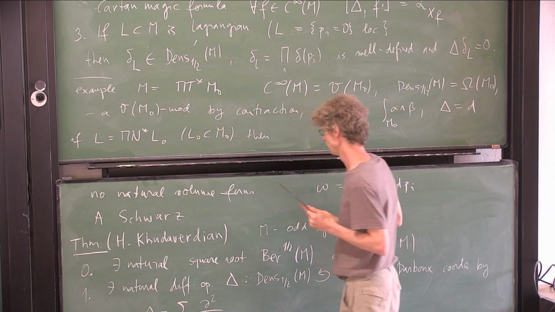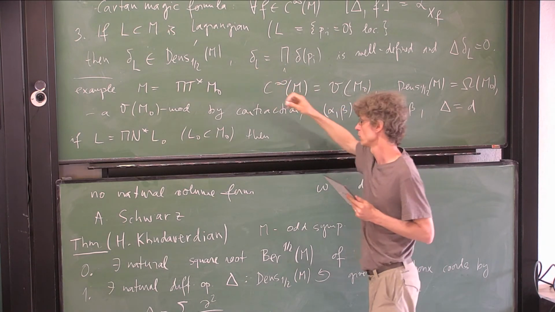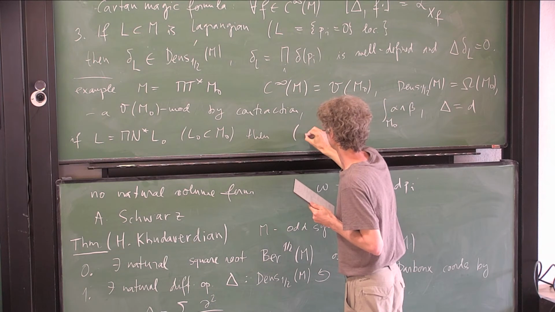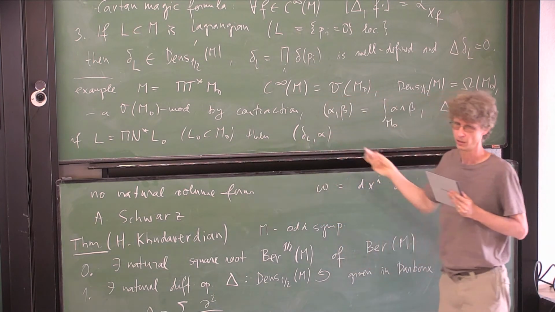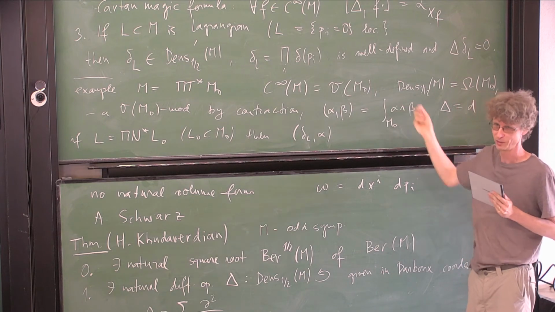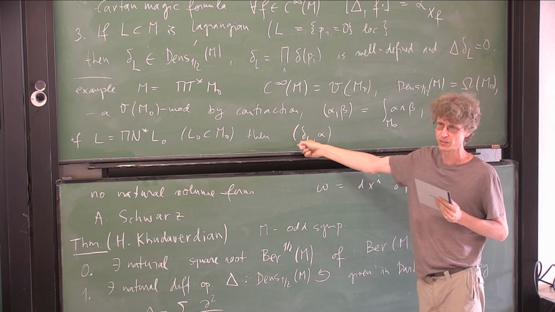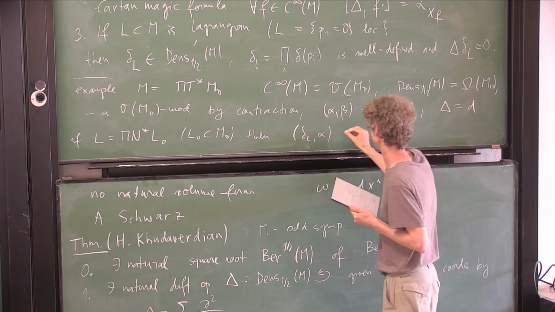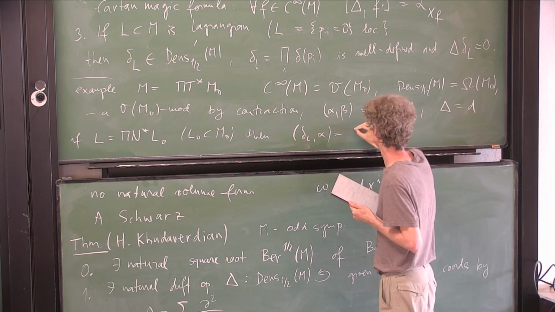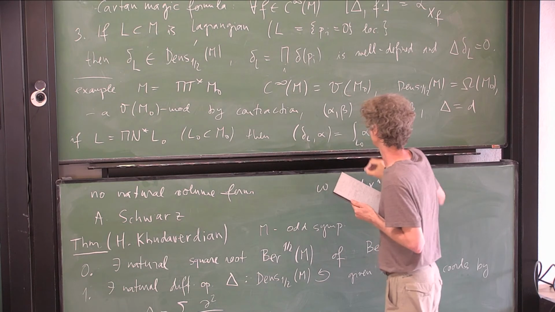Then, yeah, I should explain somehow a bit what's happening with this delta L. Let me do it that way: if I pair it with another half density, say with a differential form, then this should be some de Rham current, the de Rham current which is assigned to L0. So let me write it that way: this is the integral of alpha over L0.